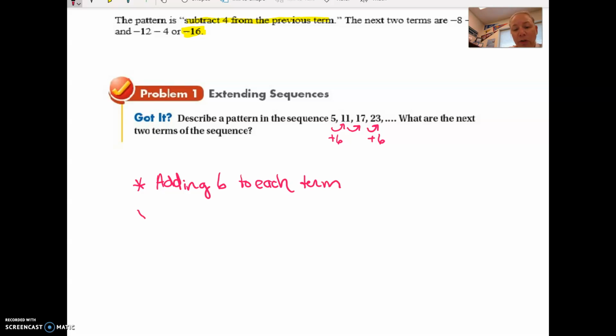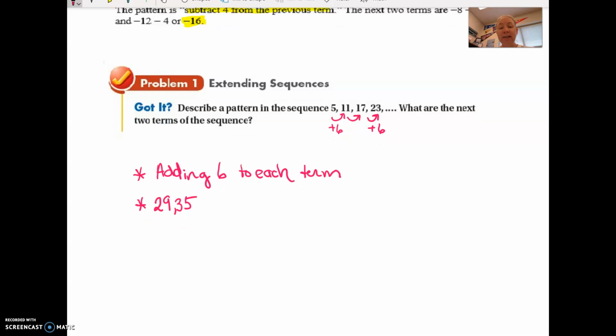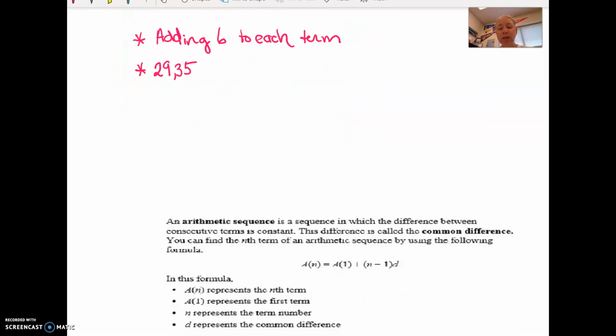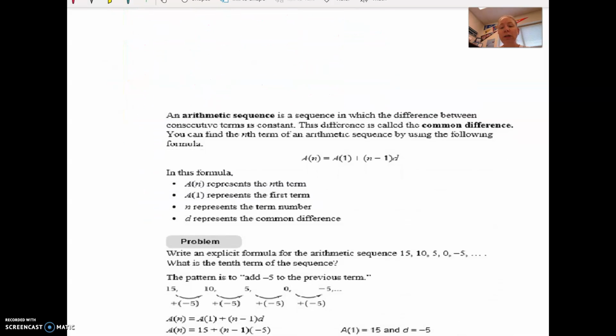So the next two numbers in the pattern, if we continue that, would be 29 and 35. So just continuing along there. Some of your problems today could be fairly straightforward patterns. Some of them might require you to think a little bit more to see if you can find the rule that works.